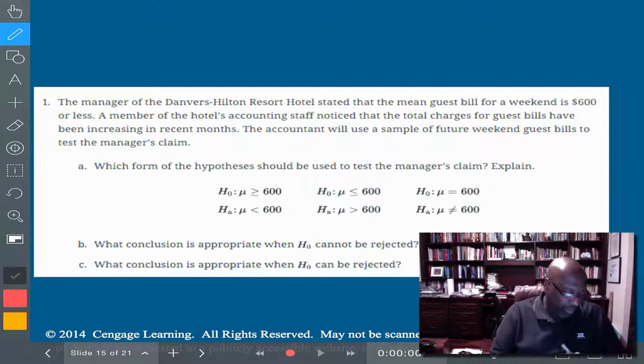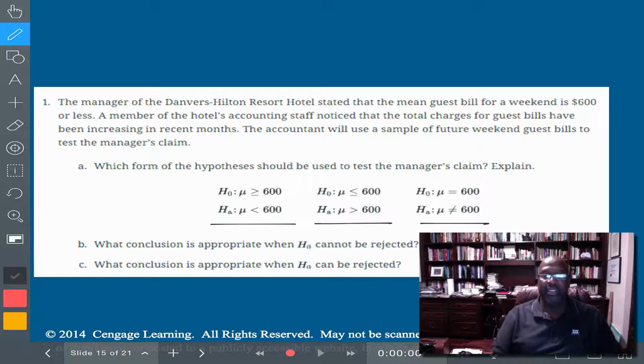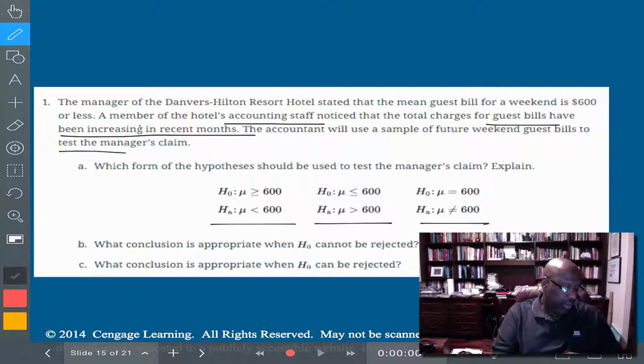So which one would it be? Would it be that the mean is greater than or equal to 600 as the null versus less than that? Or is it the case where our research hypothesis is that the mean is greater than 600? Or is it that our research hypothesis is that the mean is not 600? The first case was that the mean is less than 600. But if we go back to the question, notice what it says here. It says that the accounting staff noticed that the bills have been increasing. The accountant will use a sample to test the manager's claim.